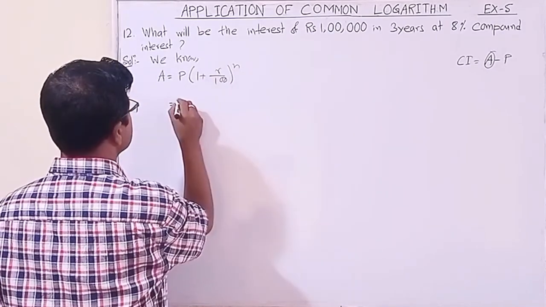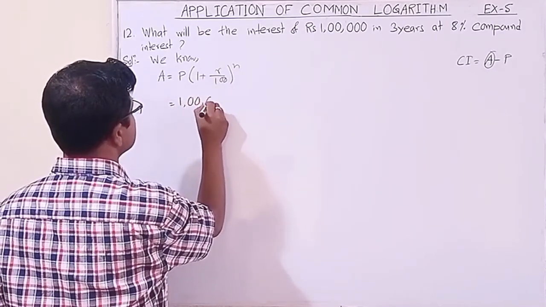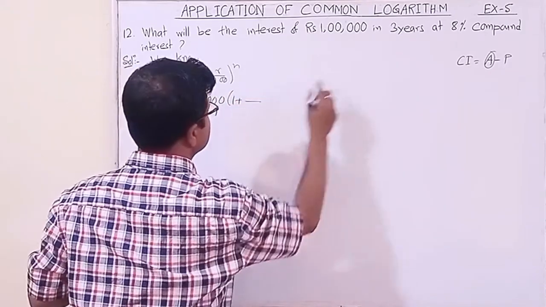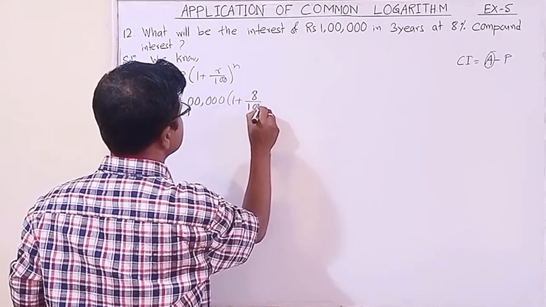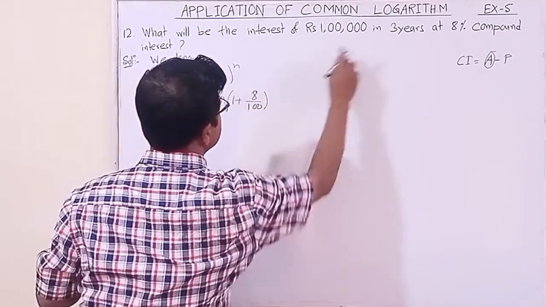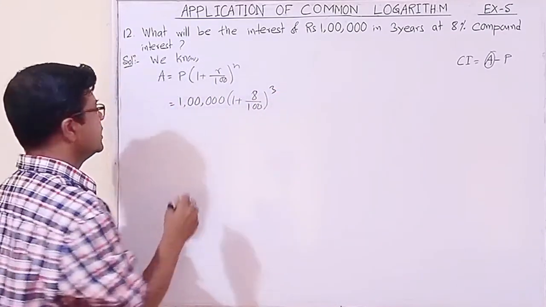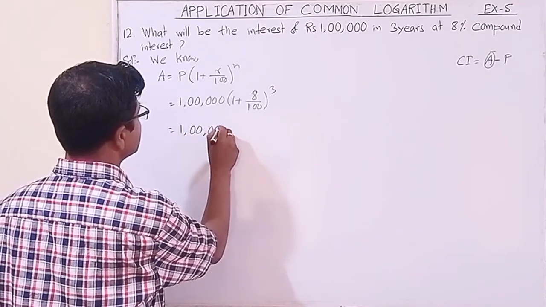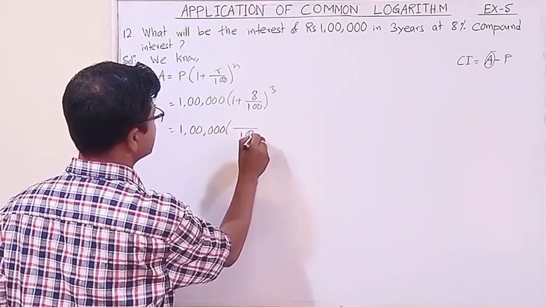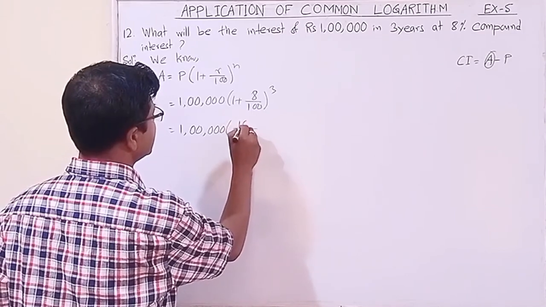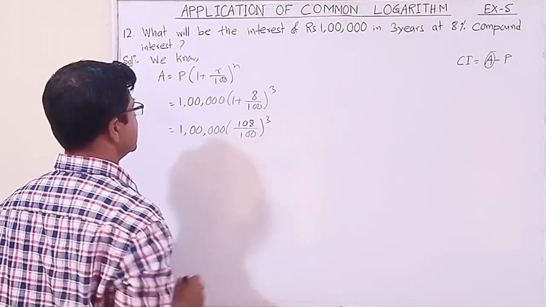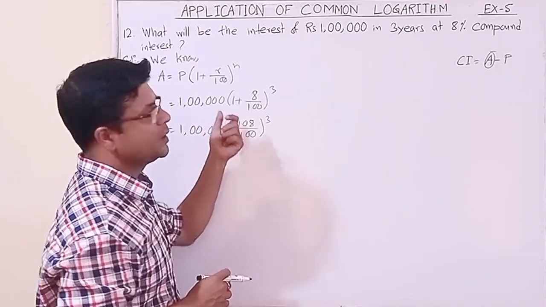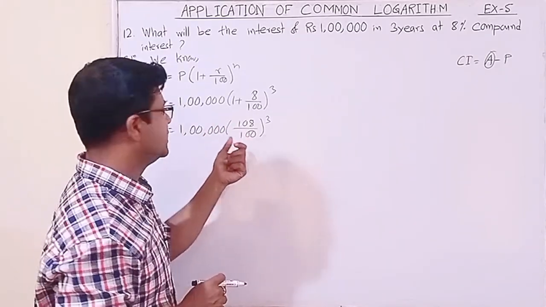P is 1 lakh, 1 plus rate of interest 8%, and given number of years 3. Okay, here I will use log, we will not cancel anything. 100 plus 8, 108 directly. So yet we can easily cancel, actually without application of logarithm also we can do this sum easily.